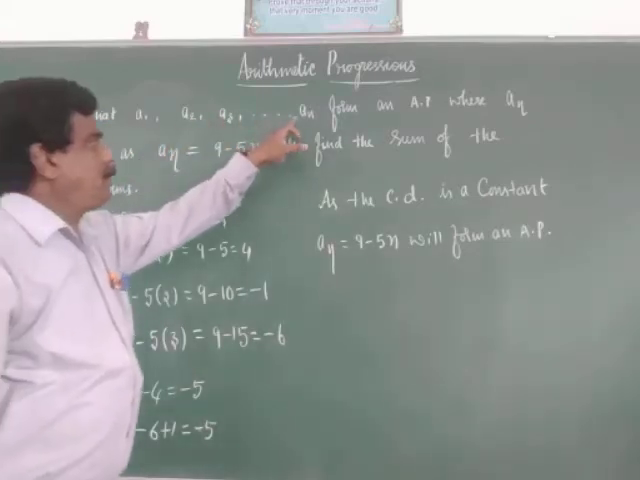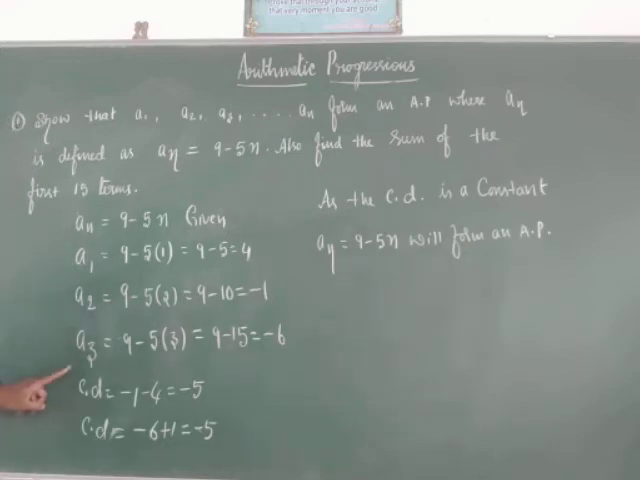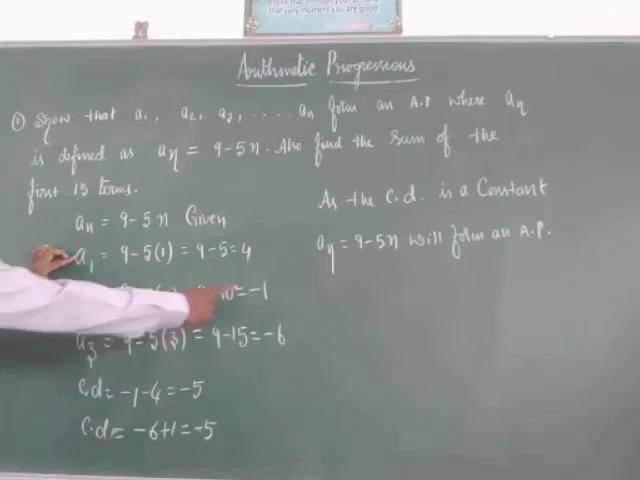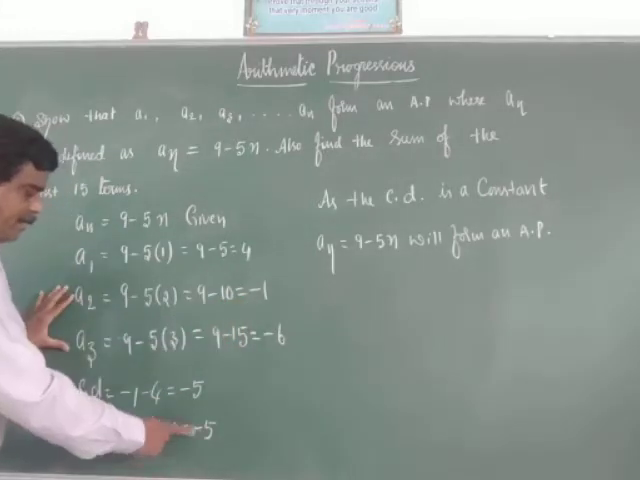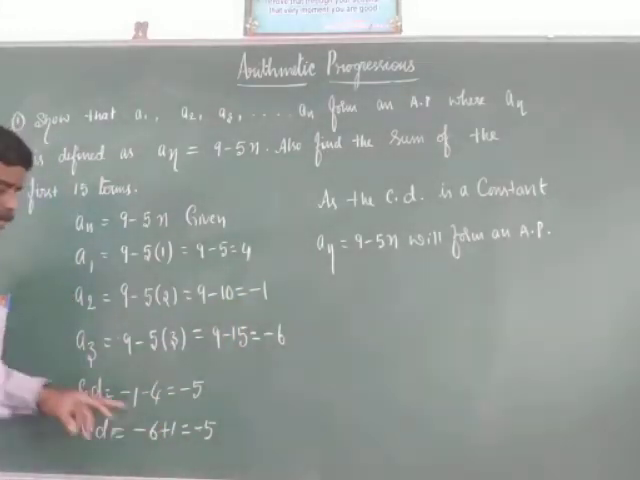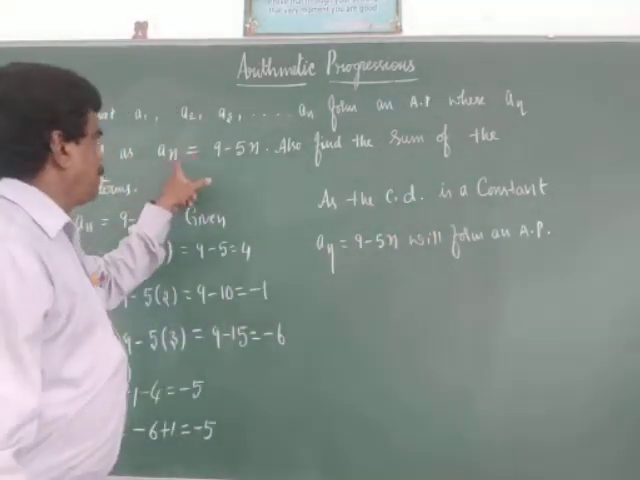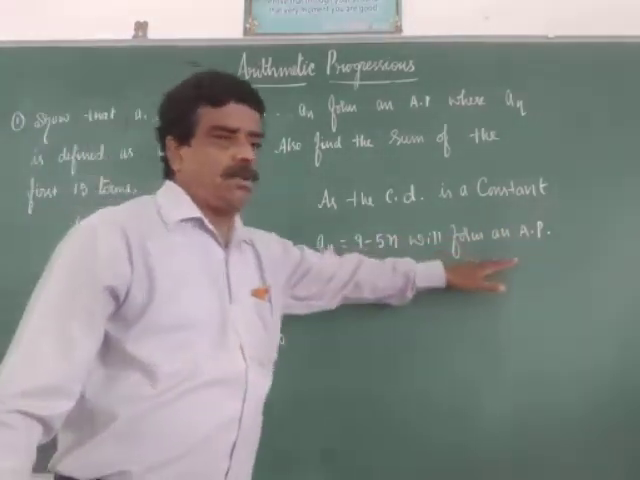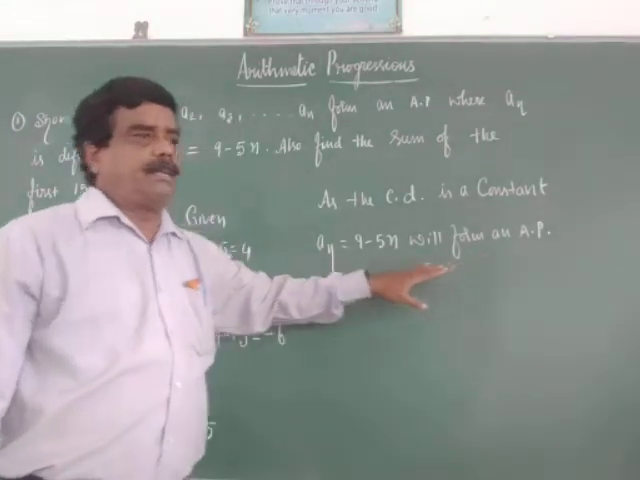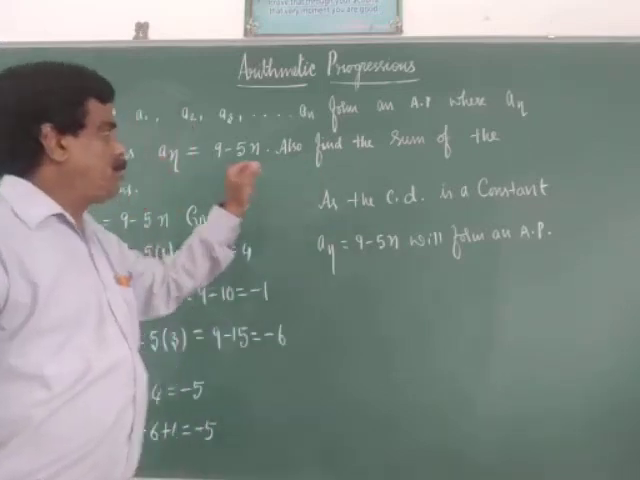Show that A1, A2, A3 and so on form an AP, so and so is there. So we have found the A1, A2, A3 like that. Then go and find A4 also. You find the common difference between the first two, that is minus 1 minus 4 is minus 5. Find out the common difference between these two. Minus 6 plus 1 is minus 5. Again, by looking at this, we can make out. Here also minus 5, here also minus 5. So that the common difference is a constant. An is equal to 9 minus 5n will form an AP. So show that it was asked. We have already shown that since the common difference is a constant, the nth term given by the sequence will form an AP.